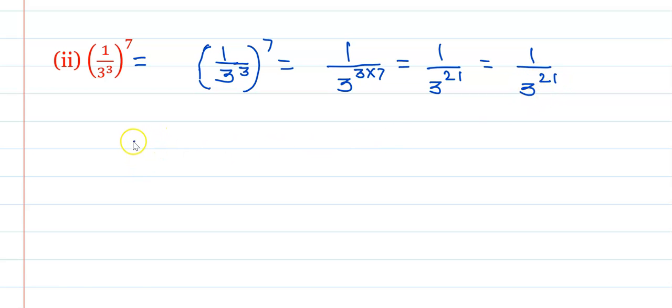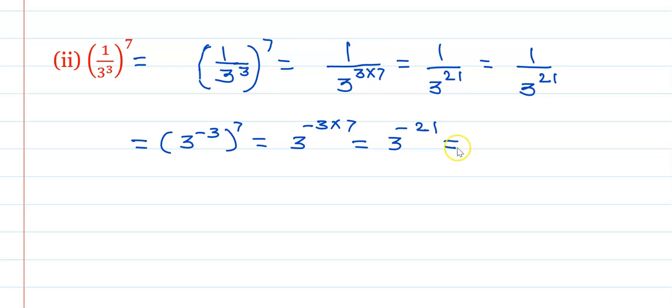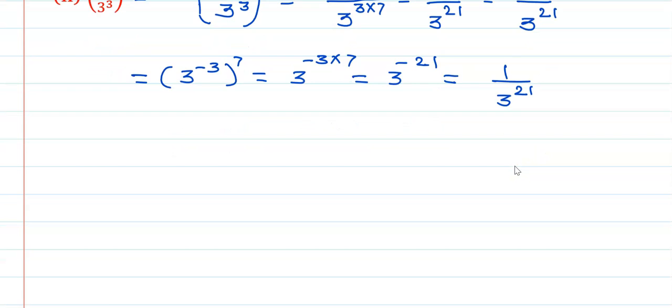You can solve this also like this. 1 upon 3 means what? Here is 3 raised to minus 3, bracket raised to 7. Again power to the power, multiplication of the power, that is 3 into 7. Here you will get 3 raised to minus 21. Again this minus exponent can be written as plus, that is 3 raised to 21, in this way.